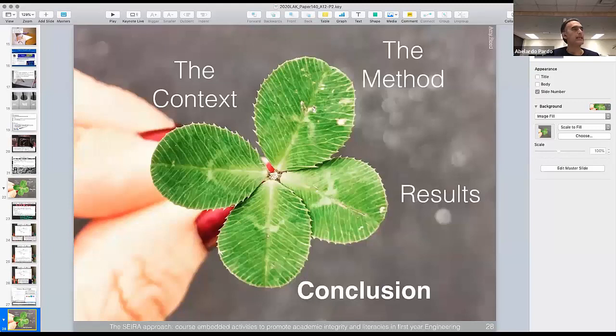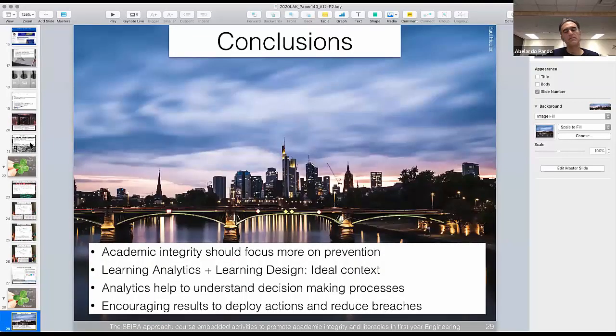So in conclusion, the main four elements that we derive from this study: first, there is quite a lot of space when we talk about academic integrity, as we switch gears and move from punishing or chasing those that are found to be in breach of academic integrity to prevention.